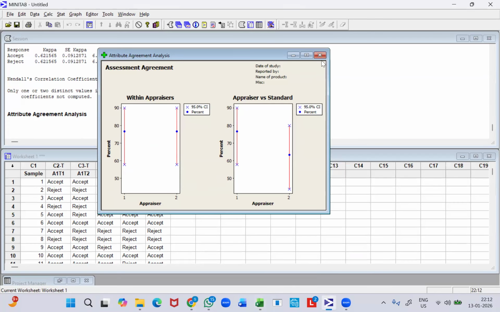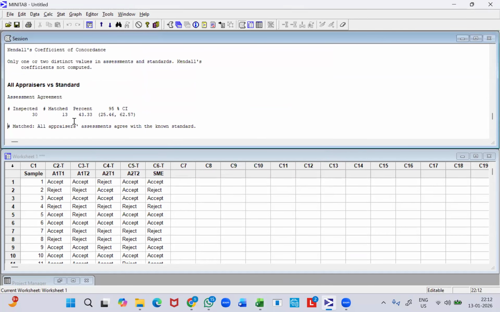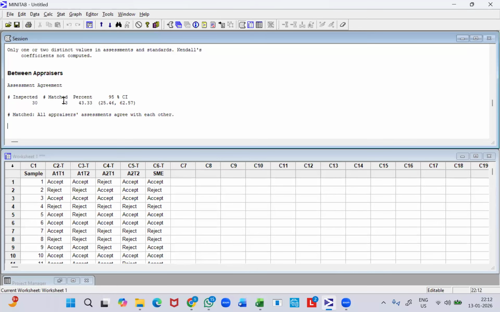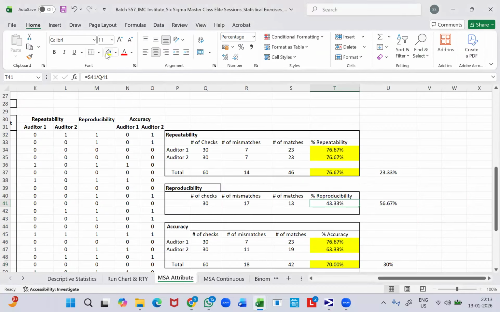Right. So only reproducibility is left out. For that, we need to look at the output section here. So we need to scroll to the top and you'll find between appraisers. So between appraisers would actually represent the reproducibility metric, right? Between appraisers is nothing but reproducibility. So if you see, the matching percentage is only 43.33%. And that is exactly what we also got. 43.33% match, and the mismatch percentage or the variation percentage is a staggering 56.67%.